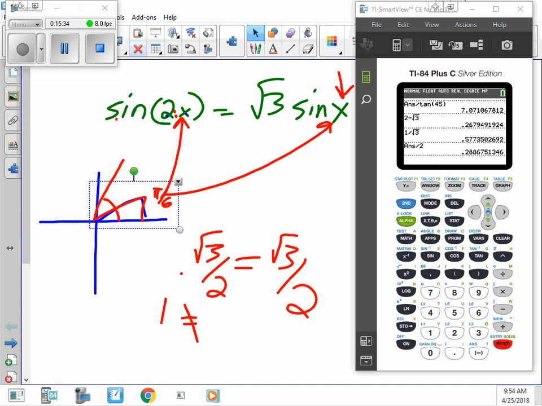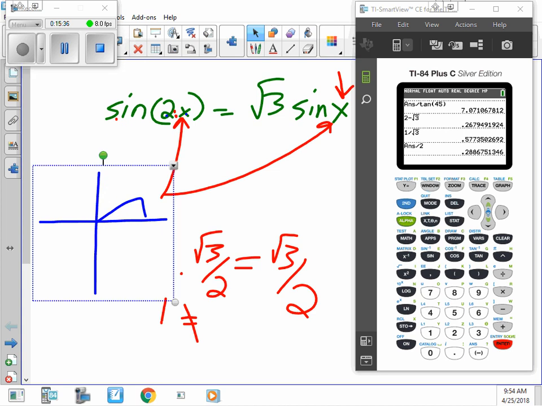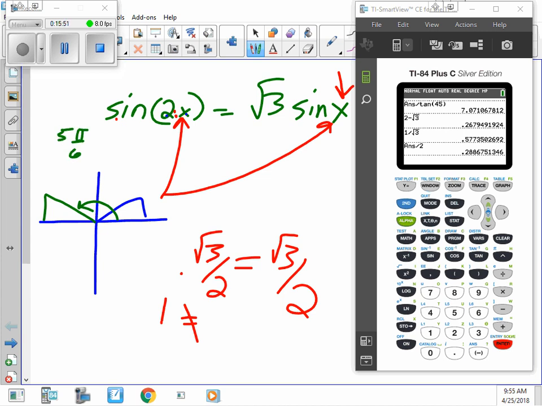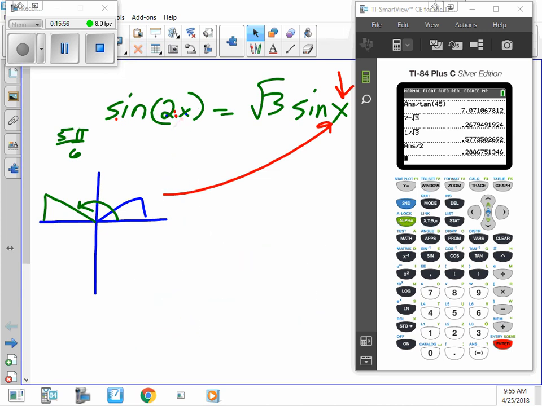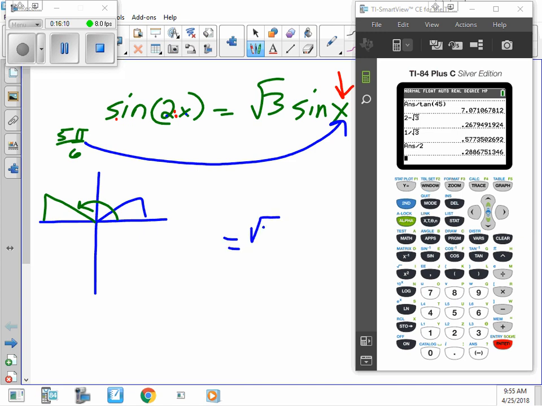Well, so let's check quadrant 2. I'm thinking it's 2. So let's try 2. What is the angle in quadrant 2 we're going to look at? So 5 pi over 6. Okay. Now the right side is easier, so let's do that one first. If I plug 5 pi over 6 into that right side, I get root 3 times 1/2, which is root 3 over 2.